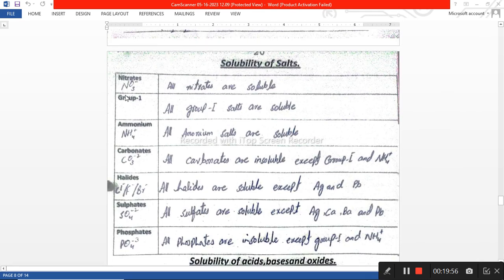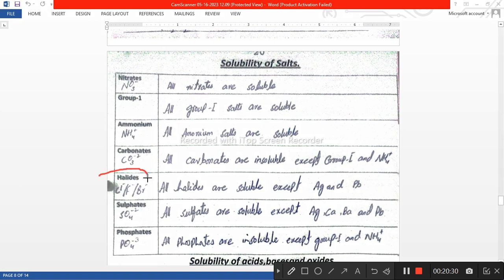All nitrates are soluble. All group 1 salts are soluble. All ammonium salts are soluble. Carbonates are all insoluble except group 1 and ammonium. Halides: all halides are soluble except Cl with Ag and Pb, meaning silver and lead. All halides are soluble except silver and lead. What are the halides? Halides are basically halogens: Cl, Br, F, fluorine. These are the halides.